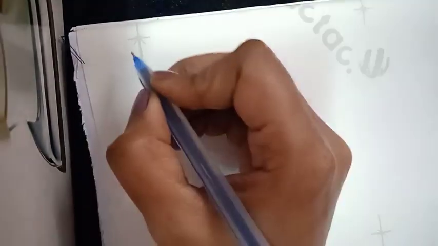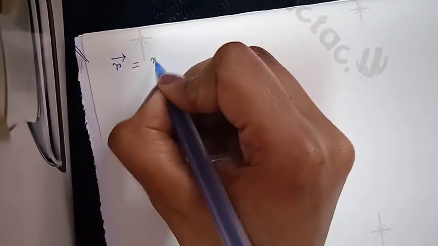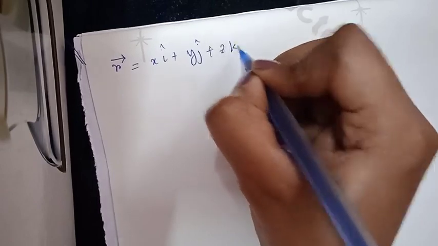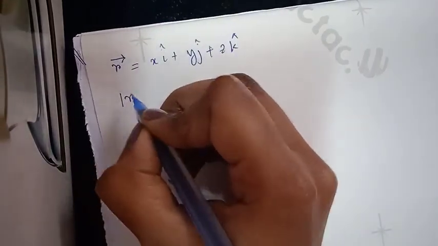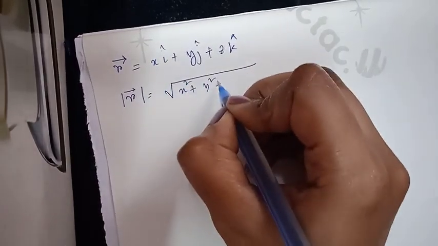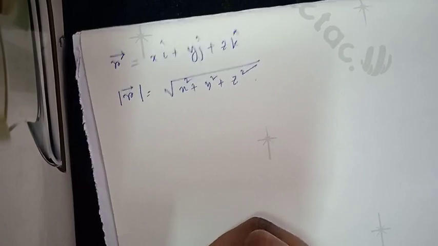These are few examples on this topic. Now, some of the examples come with R. Then how to calculate that type of examples? Okay, R means any arbitrary vector. So whenever the problem includes R, we need to take R as x i cap plus y j cap plus z k cap. Okay, then what will be mod R? Mod R will be root over x square plus y square plus z square, right?